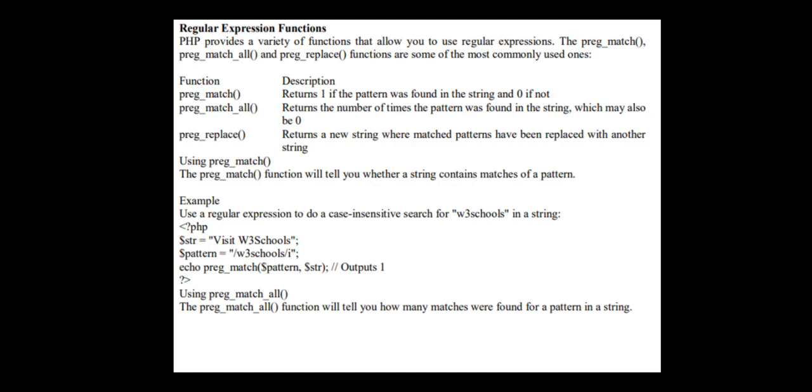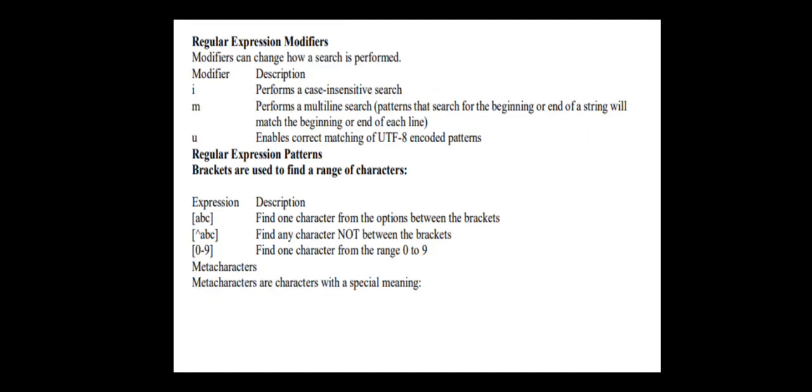Using preg_match_all, the function will tell you how many matches were found for a pattern in a string. So by using i for case insensitive, m is for multi-line search, u is to search UTF-8 encoded patterns. So modifiers can change how a search is performed.